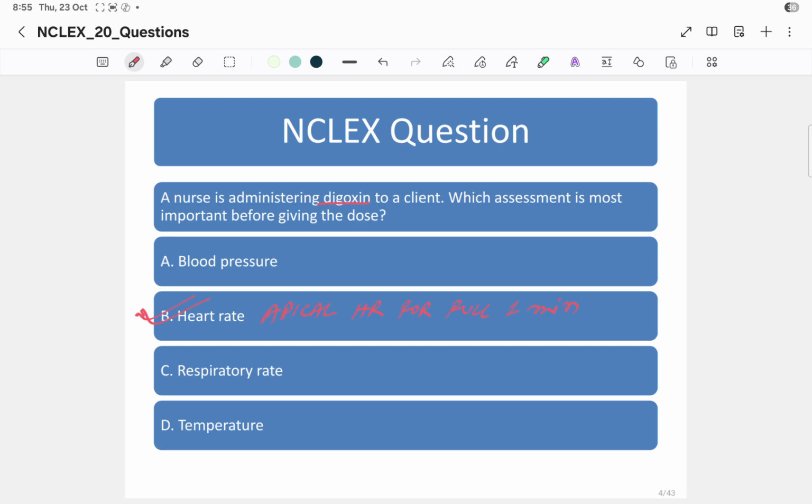So we have to hold the dose if the adult heart rate is less than 60 per minute, and in children, if the heart rate is less than 70, and in infants, if the heart rate is less than 90 per minute, then we have to hold the dose of digoxin. Clear?